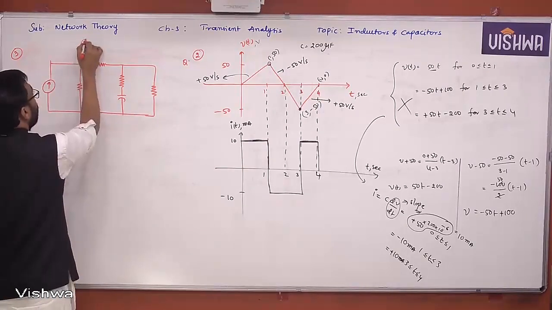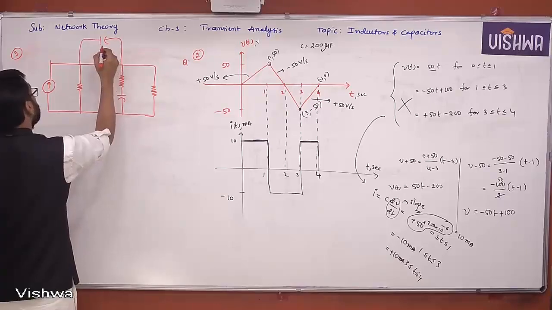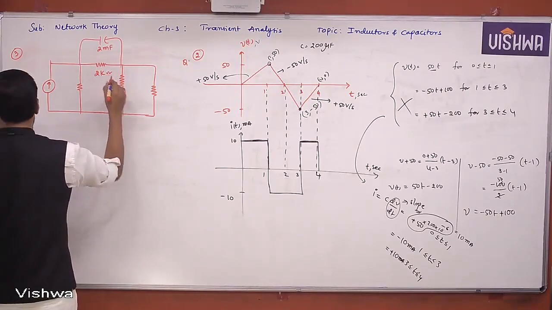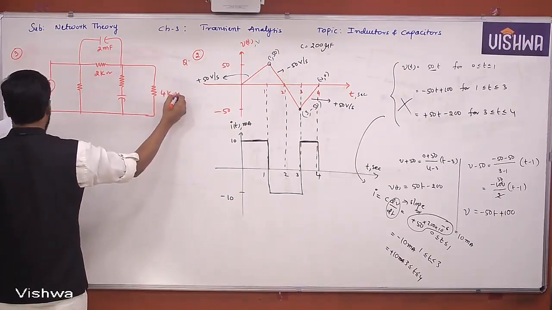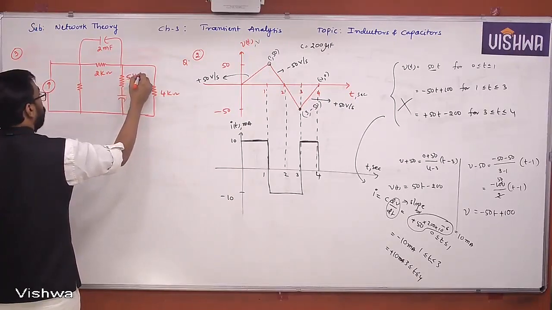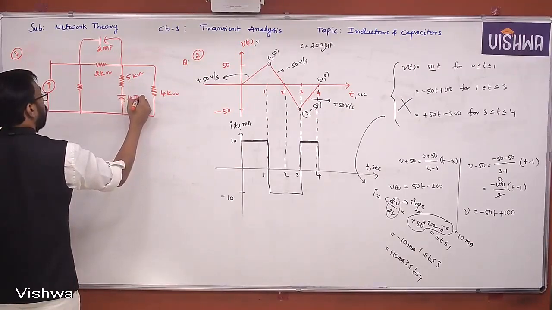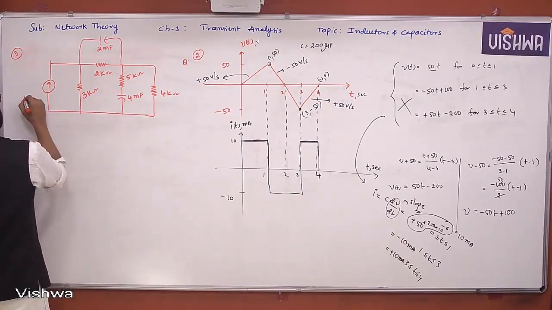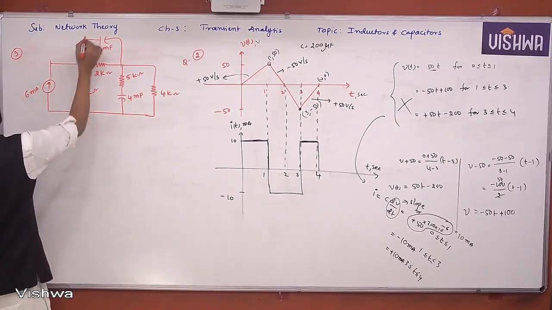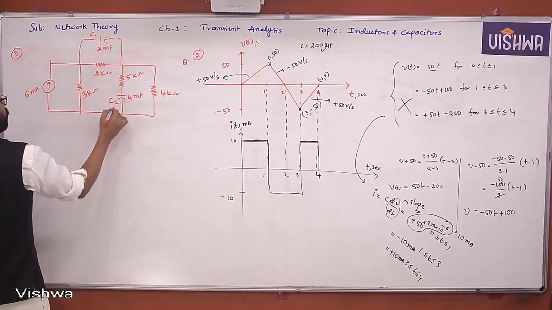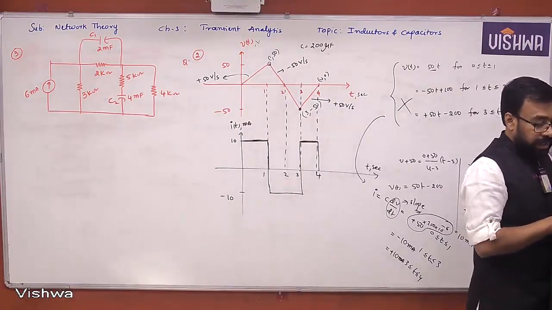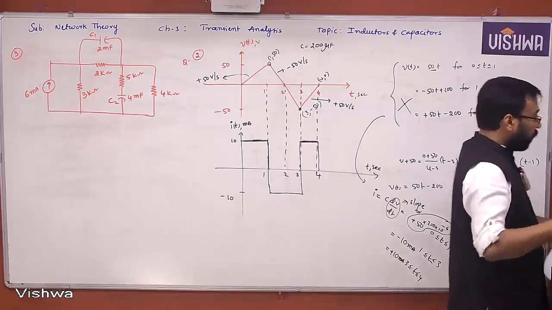I'm just drawing the diagram here. Circuit diagram: 2 millifarad, 2 kilo ohm, 4 kilo ohm, 5 kilo ohm, 4 millifarad, 3 kilo ohm. This is 6 milliampere. This is C1 and this is C2. So he's asking what is the energy stored in each capacitor under DC conditions. Okay, so let's solve that.